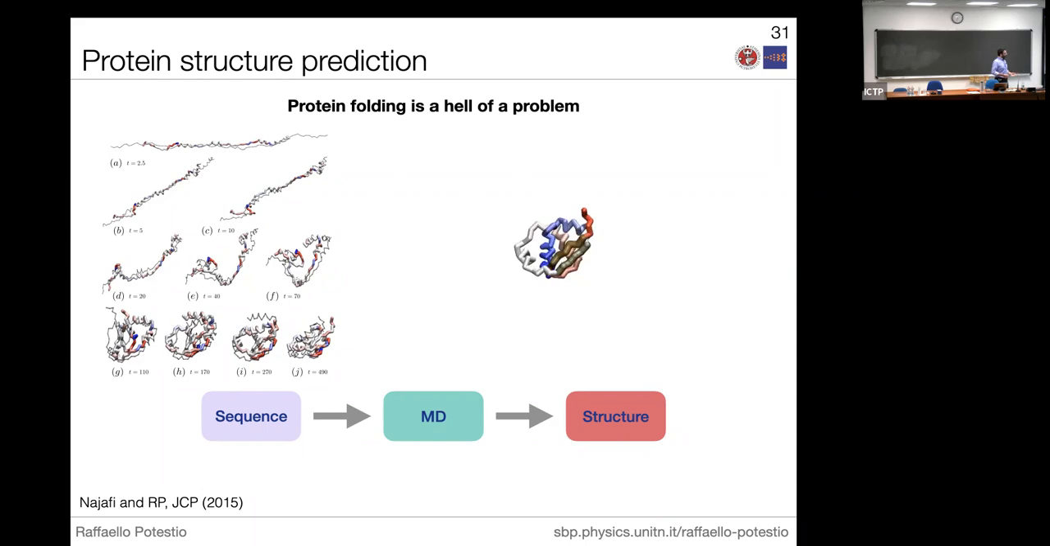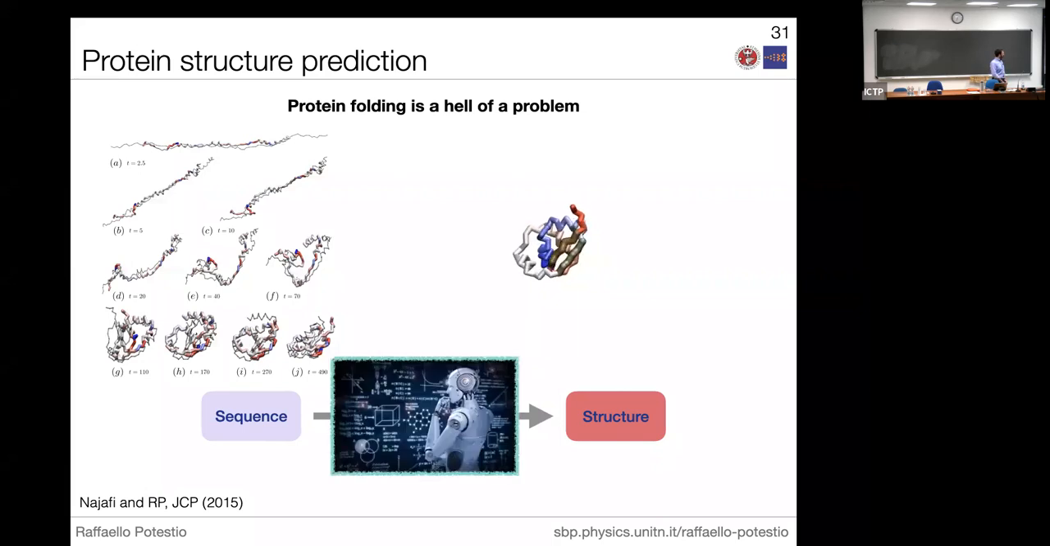So of course, we would like to rely on machine learning in order to associate the sequence to the structure without having to carry out the molecular dynamics simulation, but just jumping the whole process and getting to the final result. Needless to say, this is essentially a black box in the sense that it is essentially useless.